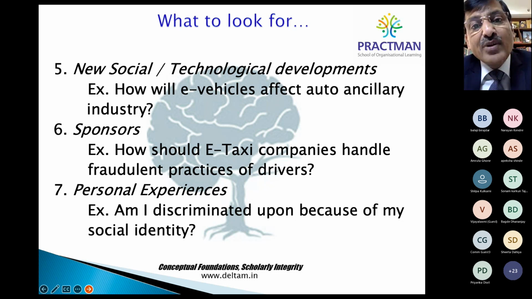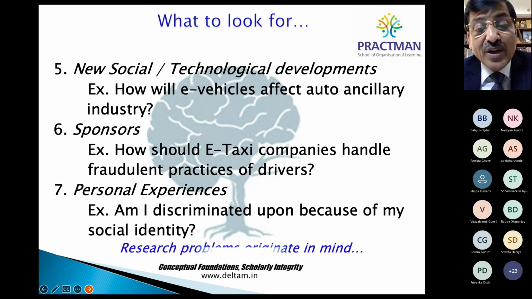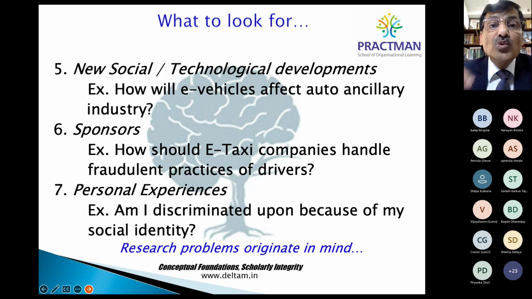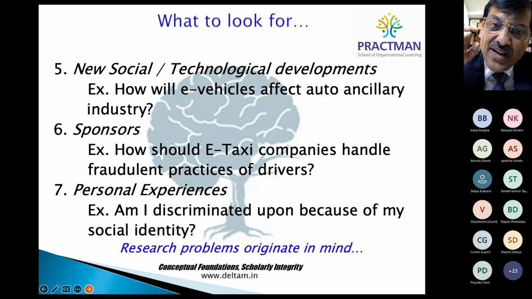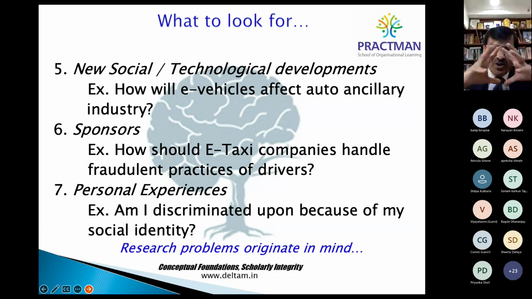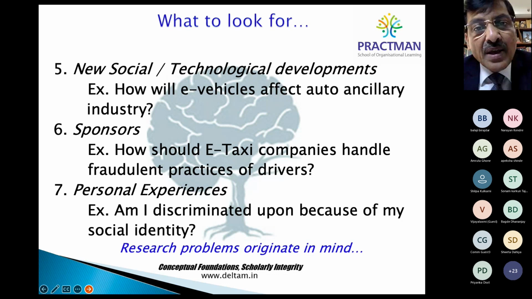So the point is, in our framework, we are looking at how to identify research opportunities. For identification of research opportunities, we start at the macro level, a broad area of research. And you must have seen all these 7 ways of looking at research areas; they actually originate in your mind.